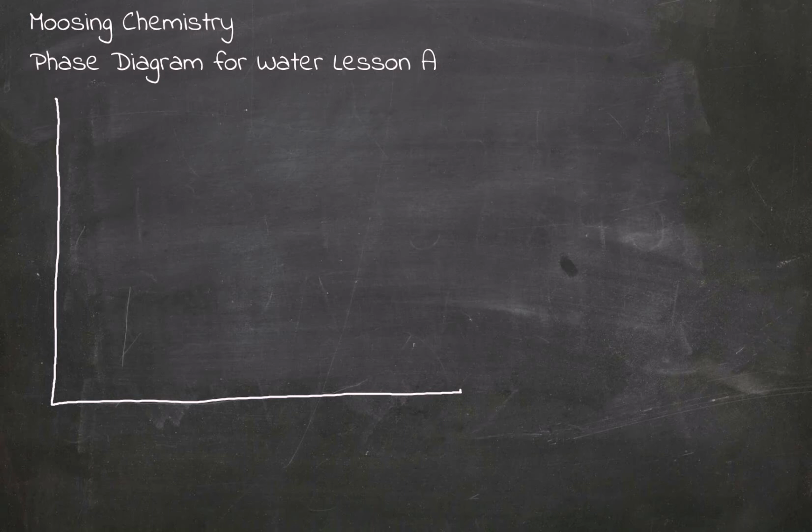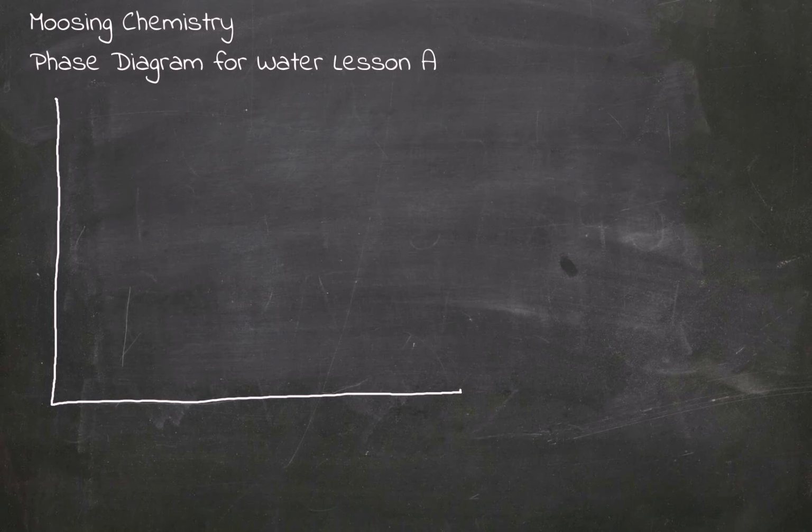Now what we're going to do is set the graph up. And we're going to be talking about certain points like the triple point, the critical temperature, for example, the normal boiling point, and the normal freezing point. All right, so let's go ahead and put this together. So we're going to draw this. Let's see here.